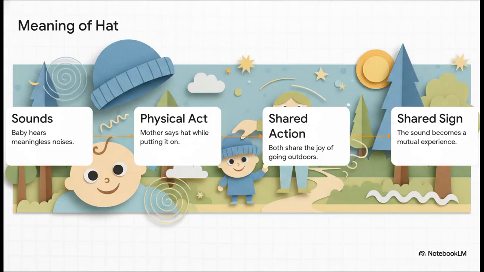Dewey uses this brilliant anecdote about acquiring language to prove his point. Think about how a child actually learns what the word hat means. It's not by someone just blasting the sound into their ear over and over. Step 1, the baby just hears meaningless noises. But then step 2, the mother says the word hat while physically putting the hat on the child's head. Step 3, they both share in this joint physical activity and the excitement of getting ready to go outside. Because they are partners in this action, the sound hat becomes a shared sign of this mutual experience. Language isn't handed over physically, it's acquired through joint shared action.